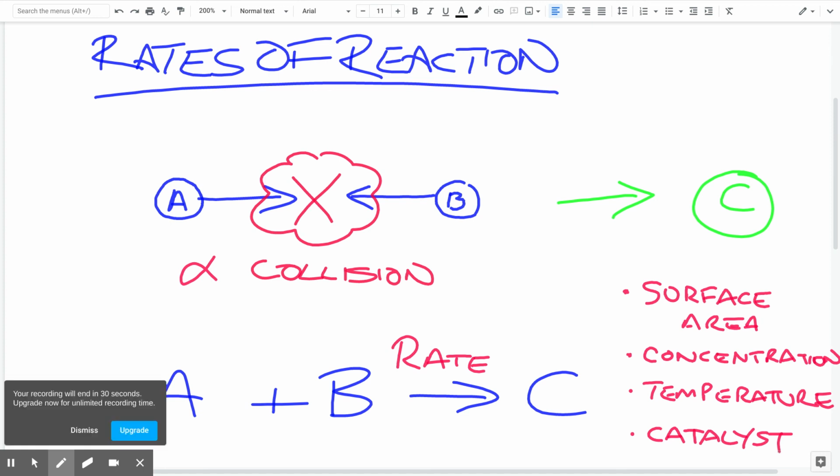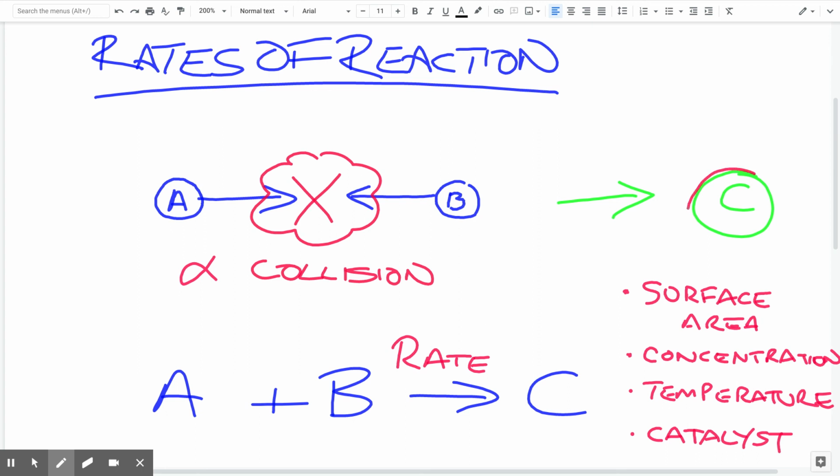But ultimately, we have to remember that at the base of all these, the rate of reaction, i.e., the number of reacting particles, the production of particle C, the speed at which that is produced, is related to the number of collisions per second.